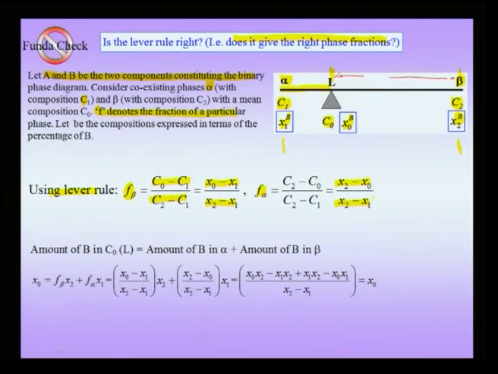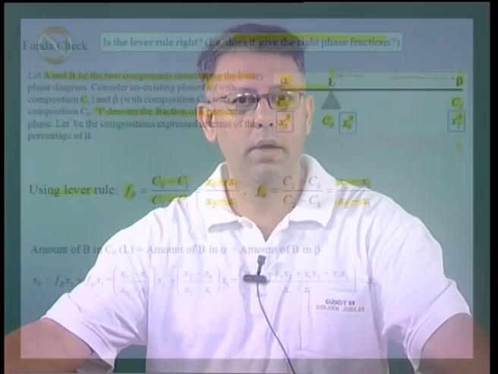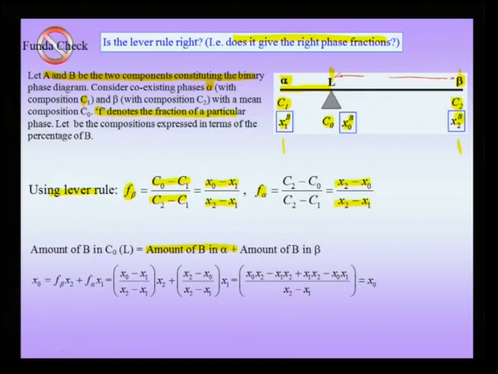Now, if I want to calculate the amount of B in the whole two phase mixture, I know that in the original liquid, for instance, it is equal to the amount of B in alpha plus the amount of B in beta, and I know that the amount of B in the liquid, the nominal composition, is x0. On the right hand side we have the amount of B in alpha plus beta, which can be written as f beta into x2, that is, the fraction of beta into the composition of beta, x2, and the fraction of alpha into the composition of alpha, which is x1, and both of these are in terms of percentage of B, for instance.